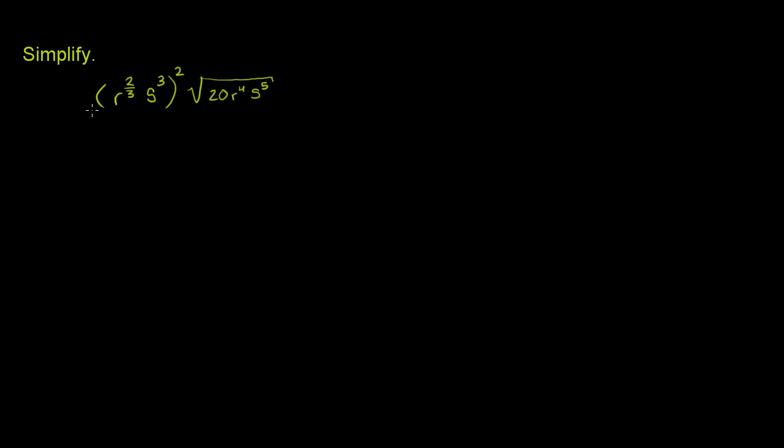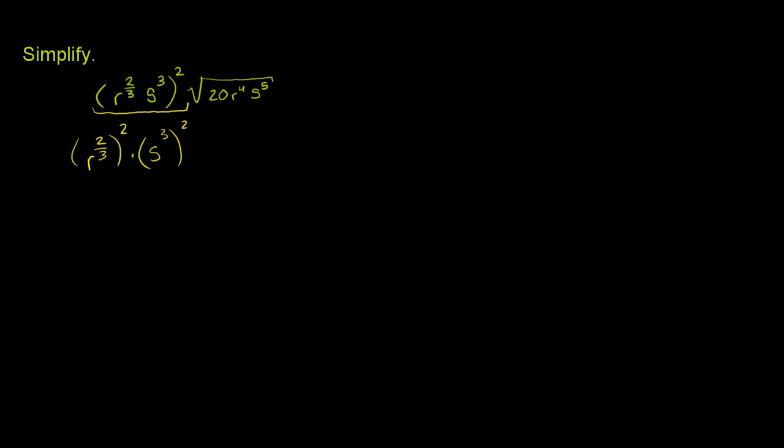So first, we can look at this first expression right here, where we're taking this product to the second power. We know that instead, we can take each of the terms in the product to the second power and then take the product. So this is going to be the same thing as r to the 2/3 squared times s to the third squared.